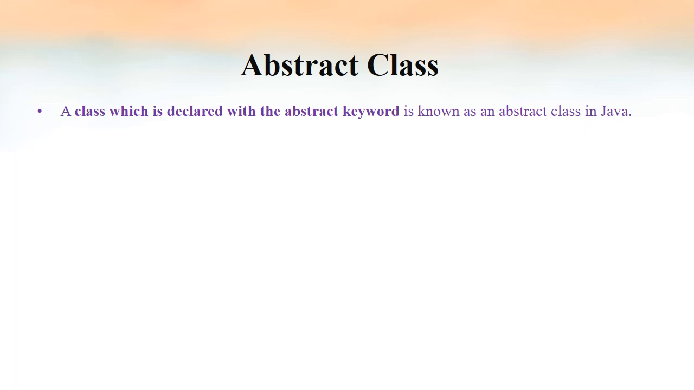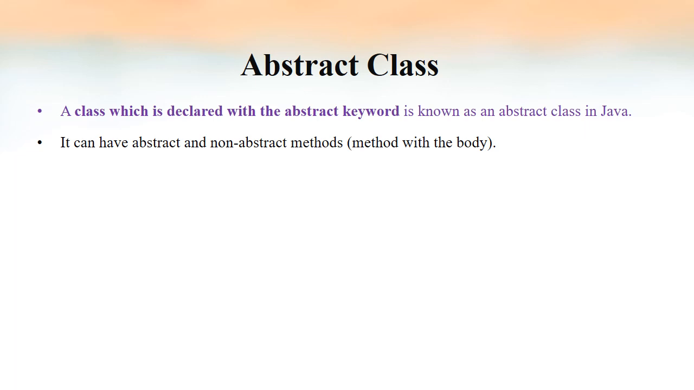That means if you are declaring a class by using the abstract keyword, we call those classes abstract classes. So what is the specialty of declaring a class with the abstract keyword? There must be some difference between normal classes and abstract classes. Otherwise, there is no need of writing this extra keyword abstract, isn't it? So what's the difference between normal classes and abstract classes?